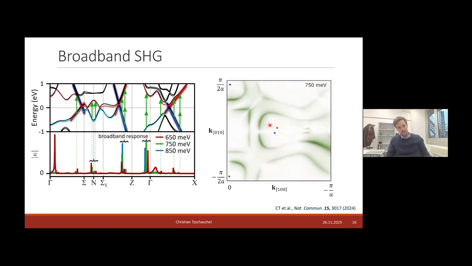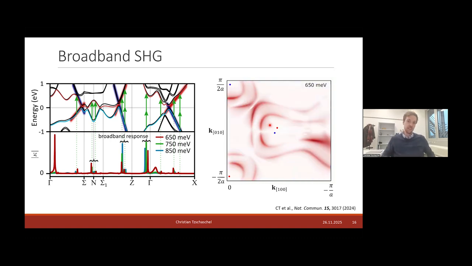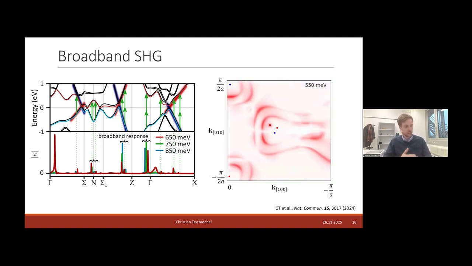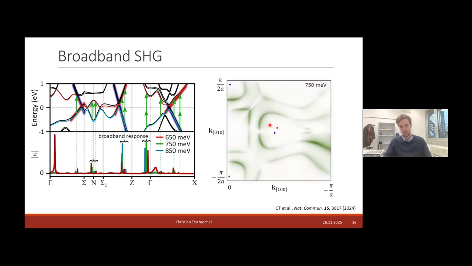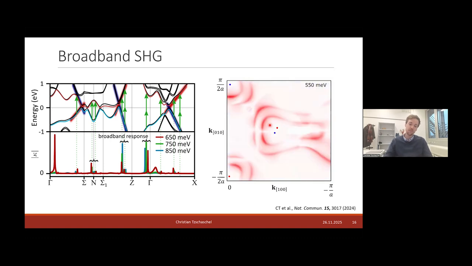Okay. So that confirms again that the linearly dispersive bands that naturally occur in Weyl semimetals are the origin of the nonlinear optical broadband response that we observe in the experiment.